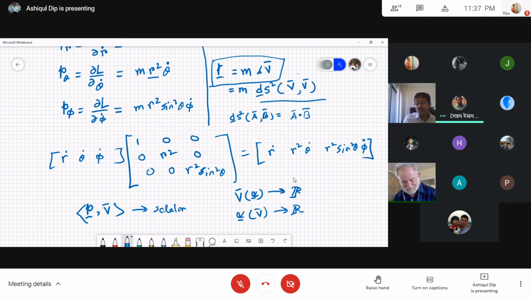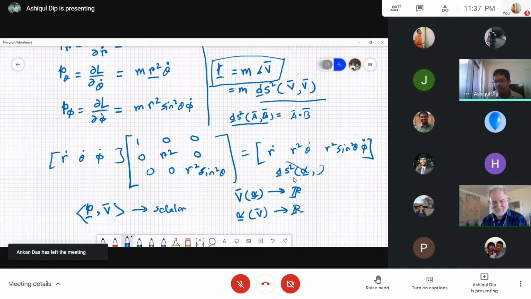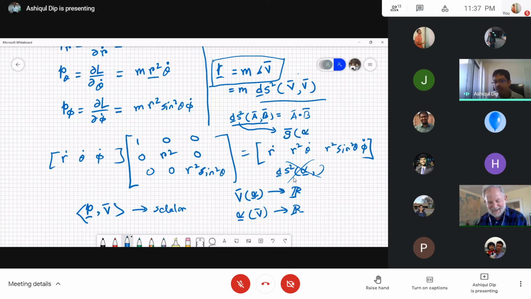So for ds square, it can take only vectors in two slots. You cannot provide a one form over there. But ds square has a corresponding tensor, that is G, that can take two one forms, like alpha and beta, and that will again produce a number. That thing will be used to convert a one form into a vector. So we'll see this in full detail.